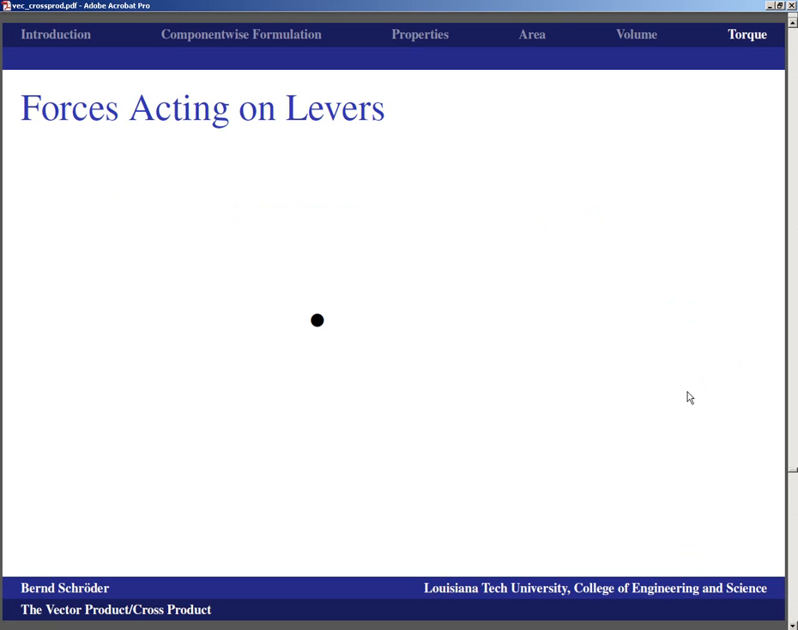And so that is what we now need to work out in a general setting, where we have a center of rotation here and our force acts here, and then we have a distance r over here.